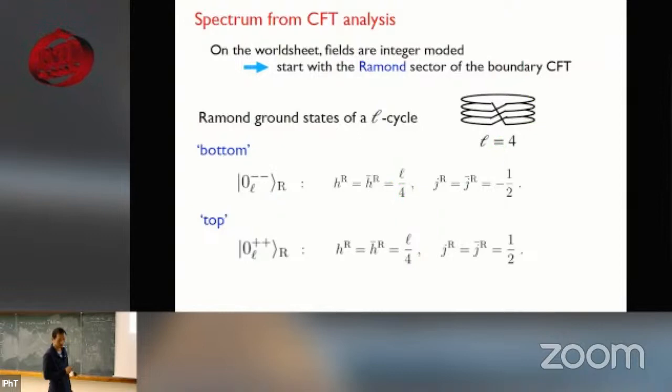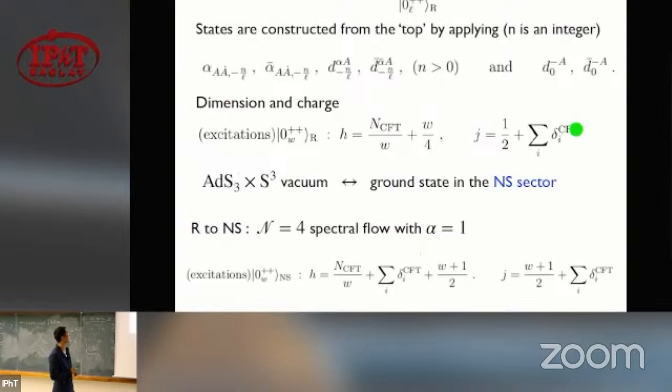So we can construct all the states from the top one. You can also construct them from any other state, but from the top one you will see a direct match. We construct from the top one by applying the bosonic modes and also the fermionic negative modes. Especially, we have the zero mode from the negative charged fermions.